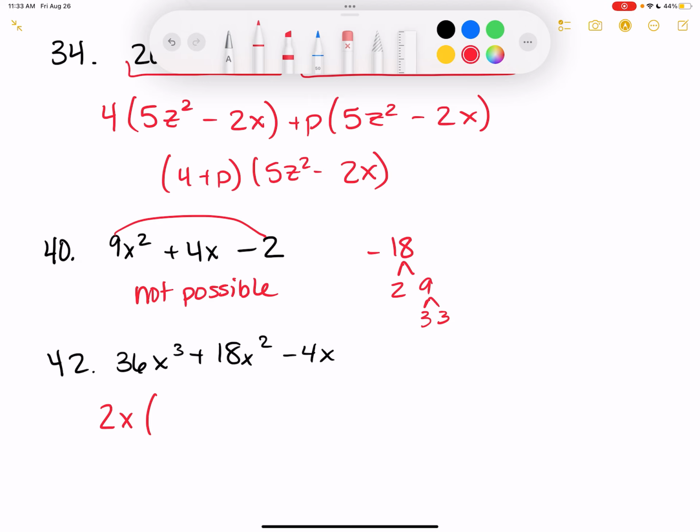Never mind, I take everything back. So it's 18. 18x squared plus 9x minus 2.